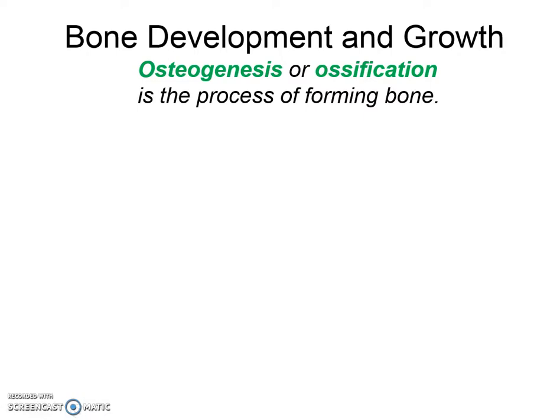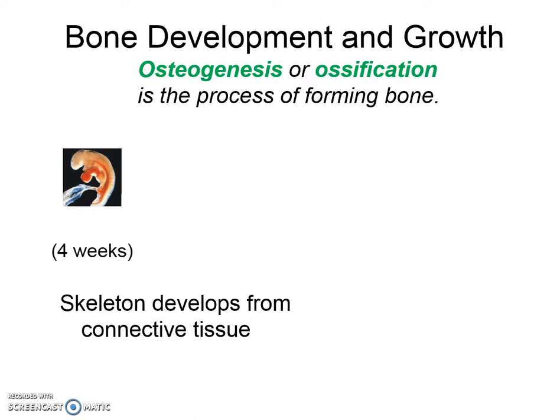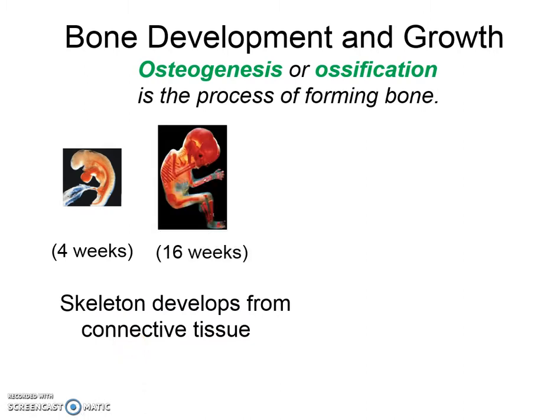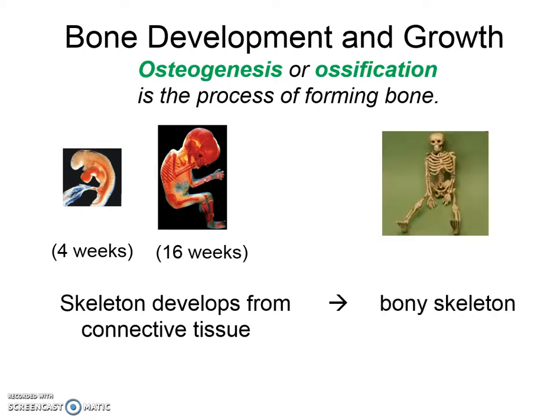This is occurring when you have an embryo that's inside a mother's uterus. For example, here we have an embryo at 4 weeks, which doesn't have a skeleton yet, no bone. But what it does have is connective tissue, and the skeleton is going to develop from this connective tissue. At 16 weeks, you'll start to see the formation of some new bone. And then, of course, as the embryo grows in the female's uterus, you ultimately get to the full skeleton, which will continue to grow to the adult form, which is what we've got here.